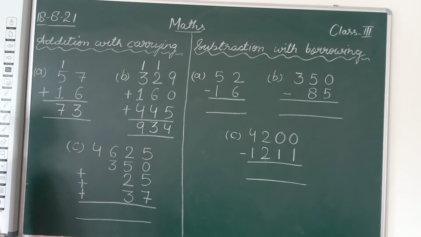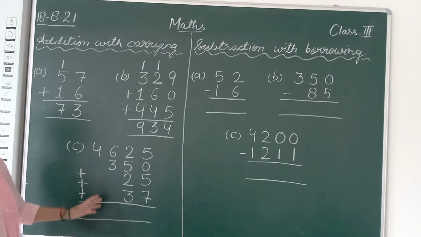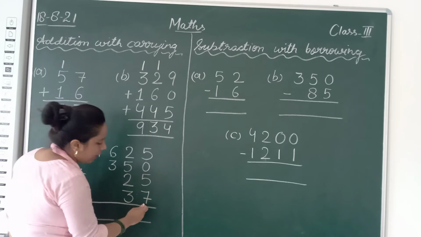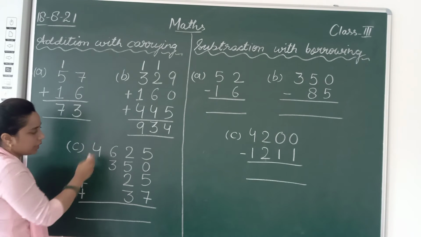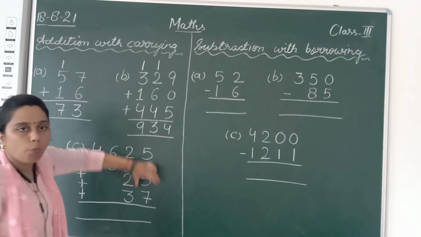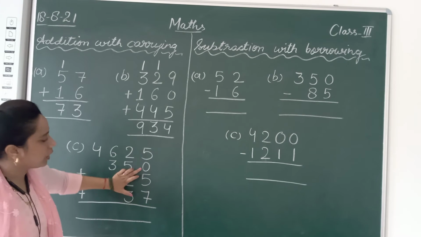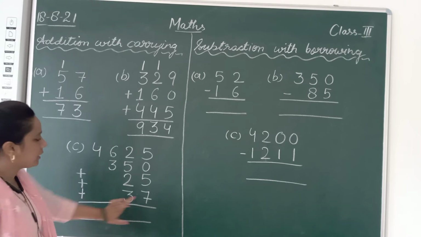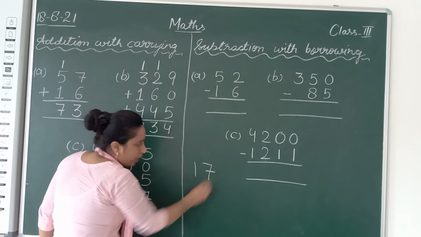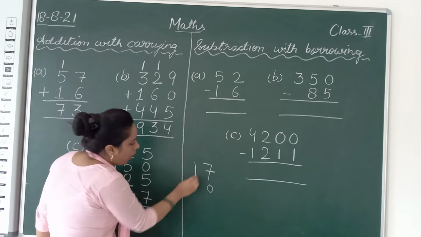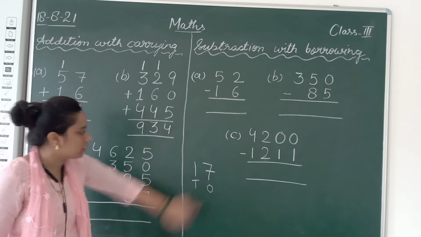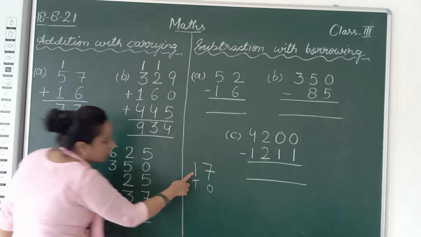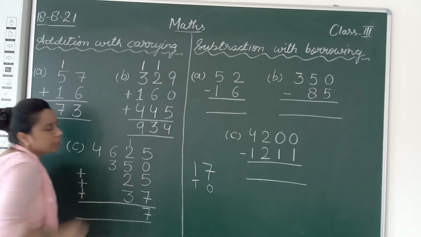In this I have taken 4 numbers, 4 numbers of different digits. The rule is the same: first we add the ones column, then the tens column, then hundreds, and then thousands. So let's add the ones column. 5 plus 0 is 5, 5 plus 5 is 10, and 10 plus 7 is 17. Now again 7 is at the ones place, 1 is at the tens place. So this 7 will be written below the ones place column, and this 1 will go to the tens place column.